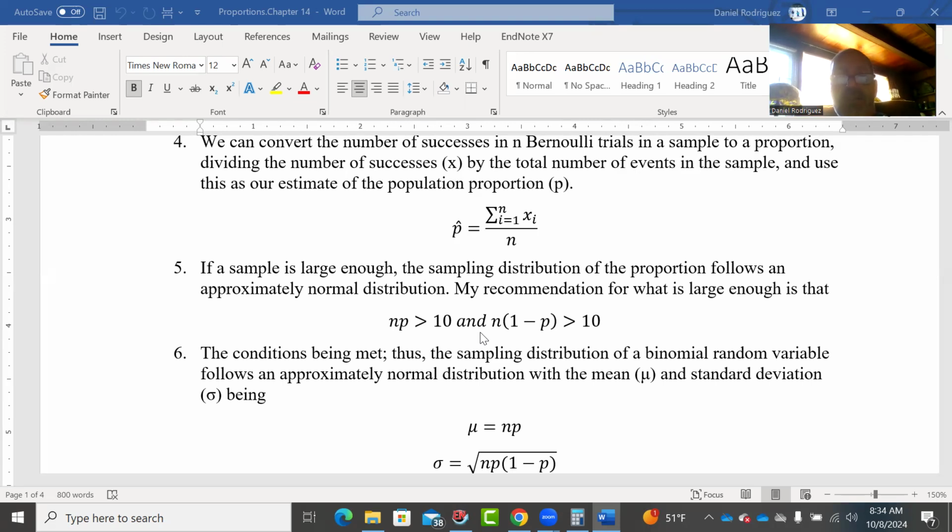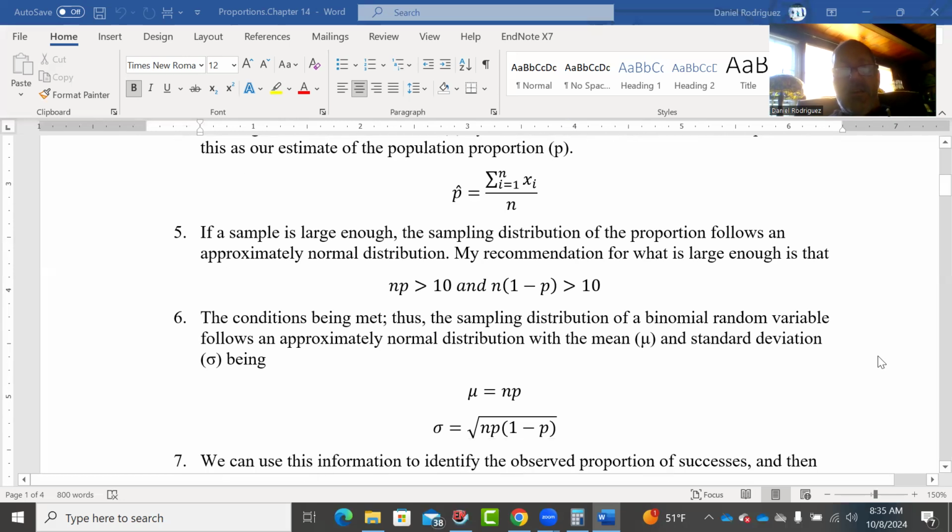And also n times 1 minus p. This is the probability of failure, and it should be greater than 10. This is from the chapter that I wrote. There are all these different heuristics about what you should use, and 10 makes sense to me as a compromise. A lot of people say np greater than 5 and n times 1 minus p greater than 5, but I looked at some simulation studies, and that wasn't necessarily ideal. So 10 looks like a good compromise.